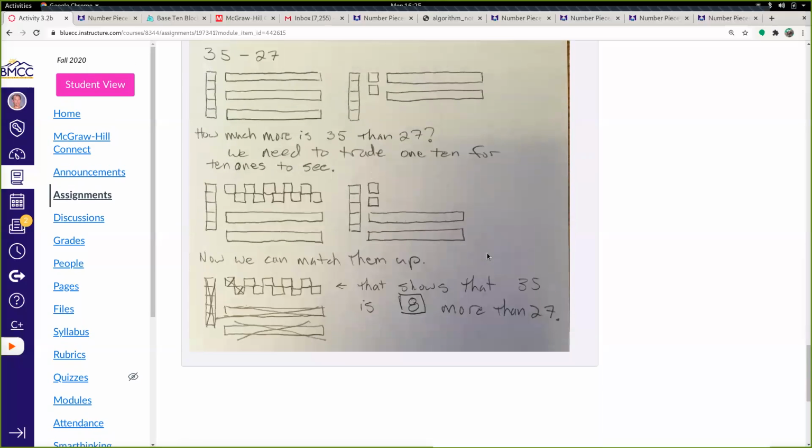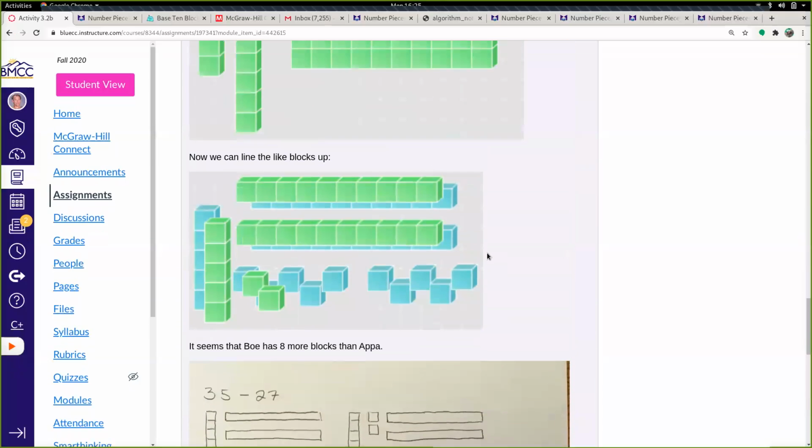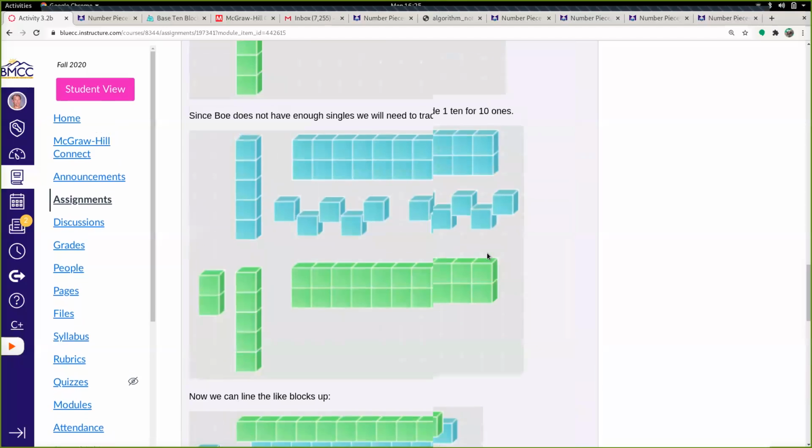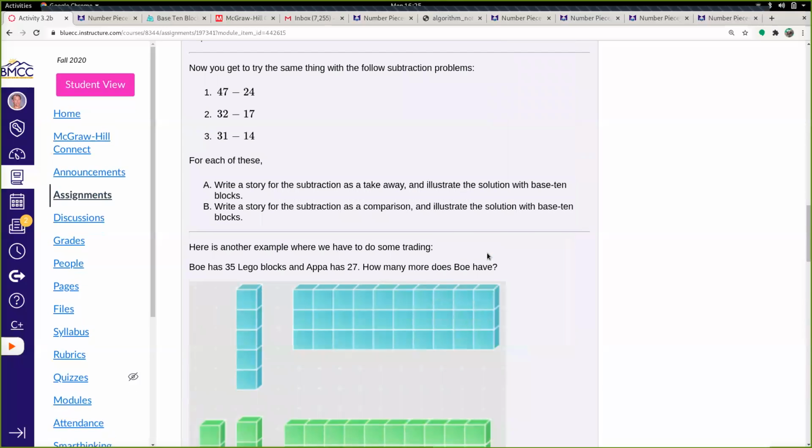We're trying to model what subtraction means. Those models can either be takeaway models or they could be comparison models. For this, I want you to show both takeaway and comparison for each of those with pictures. Questions on what I'm hoping for there?